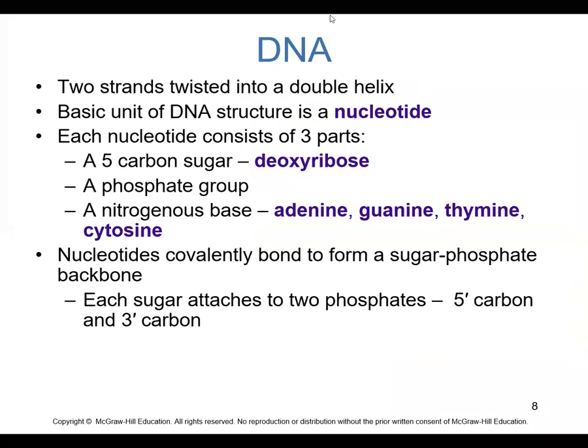What's DNA made of? DNA is made up of nucleotides. It's a polymer, which means it's made up of many parts, and the individual parts are called nucleotides. Each nucleotide in DNA contains a 5-carbon sugar, deoxyribose, which means it's a ribose sugar missing one oxygen. They have a phosphate in them, and then they have a nitrogenous base. Now, the nitrogenous base can be any one of these 4 bases.